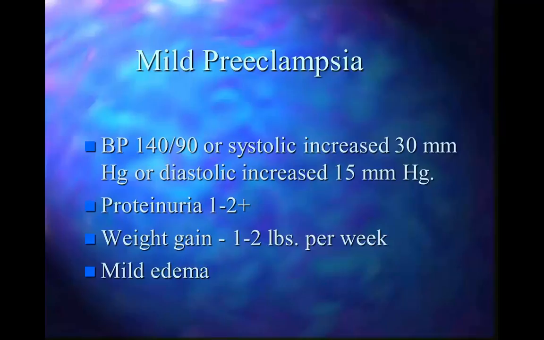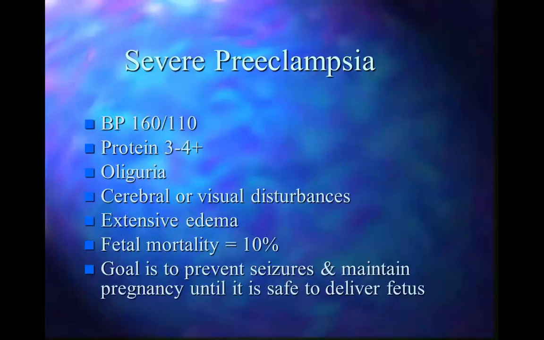So let's talk about the degrees here. Mild preeclampsia. This is at the minimum. Their blood pressure is 140/90, or it has just increased 30 or 15 millimeters of mercury, depending on systolic or diastolic. Their proteinuria is 1 to 2 plus, and because of the edema, and it's mild, but because of that, they've had a weight gain of 1 to 2 pounds per week.